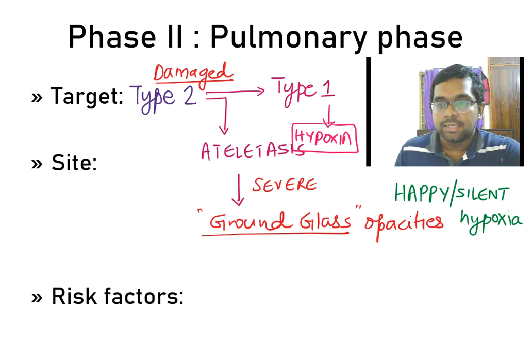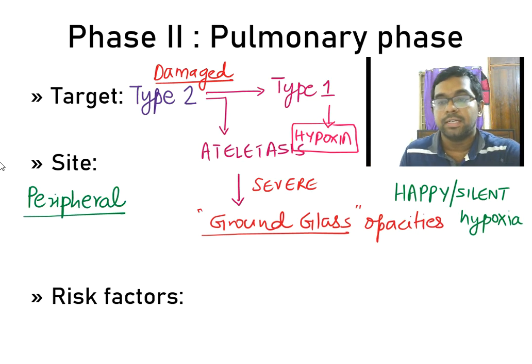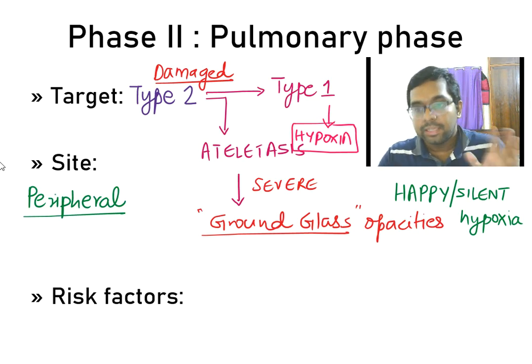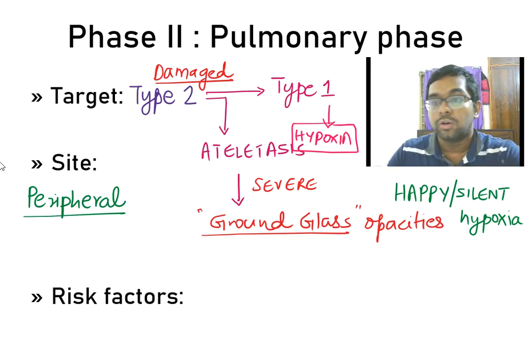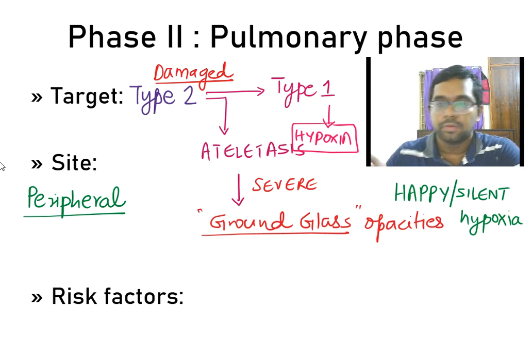Now, in the lungs, what is the area that is damaged? Remember, it is the peripheral areas of the lungs which are damaged in COVID-19 infection. Why should I know this? If it is going to cause pneumonia or consolidation in the lungs, it is the peripheral areas, not the central area of the lung, which is affected. This will help in my radiological investigation, which I will come back to when I discuss the relevant portion.